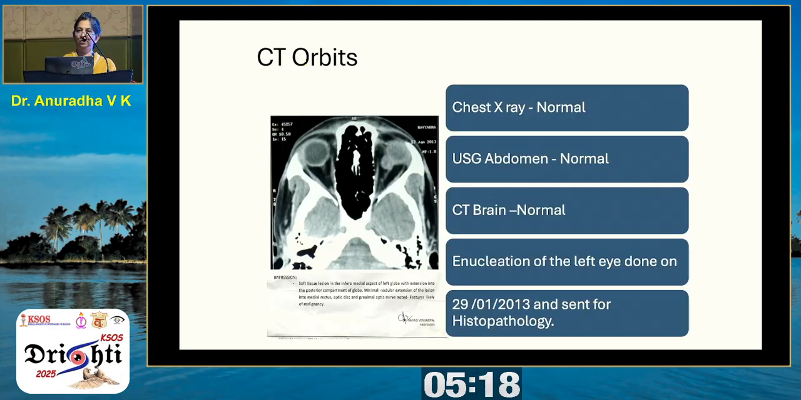So we went ahead with a systemic evaluation. There was no sign of metastasis anywhere, but the CT of the eye and the brain confirmed the presence of the mass lesion extending minimally into the medial rectus, optic disc, and proximal optic nerve, and the diagnosis was likely to be malignancy. So we went ahead with enucleation of the left eye and sent it for histopathology.